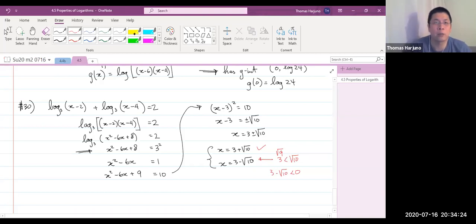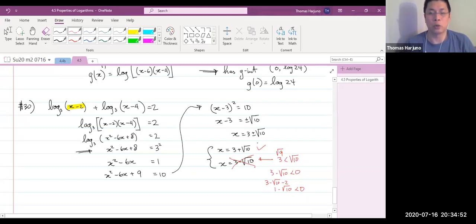Now when we subtract 2 from a negative number, it will be even more negative, right? So 3 minus the square root of 10 minus 2 will be 1 minus the square root of 10. It will still be negative, right? And that's the reason I will cross this solution out. Okay, only one solution works.